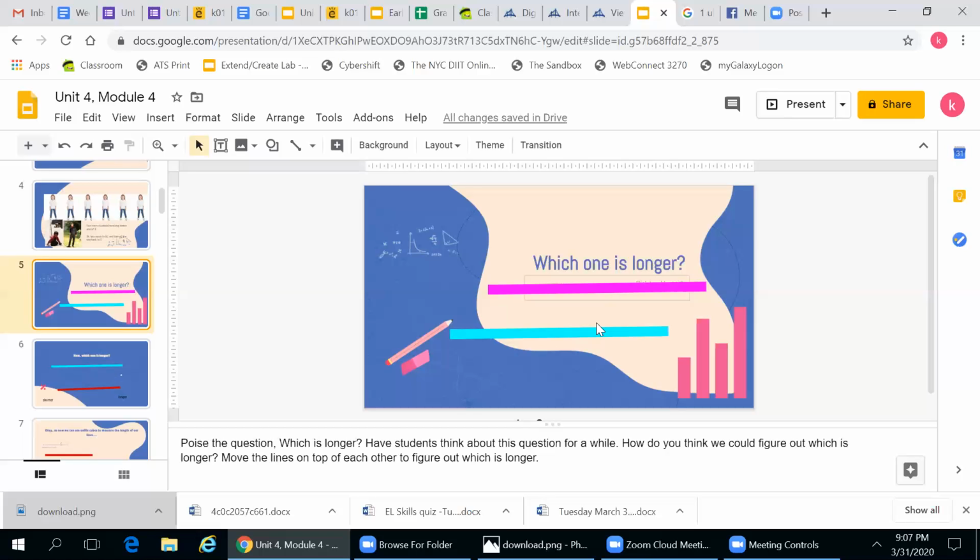I can measure the line on the slide. No, that's silly, Miss Ewan. I don't think I can do that. Oh, I have a great idea. I know how we can figure this out, my friends.